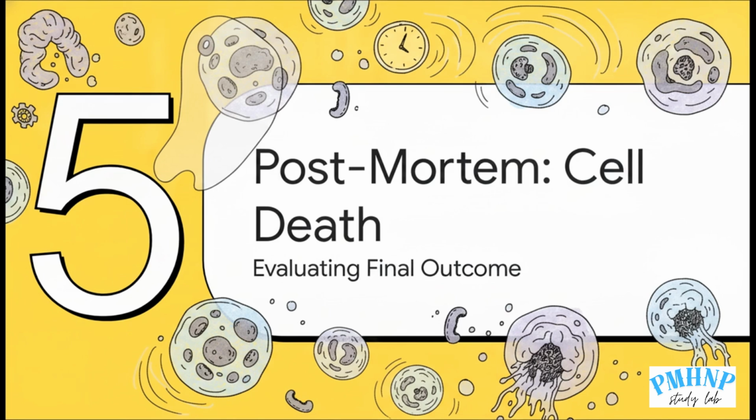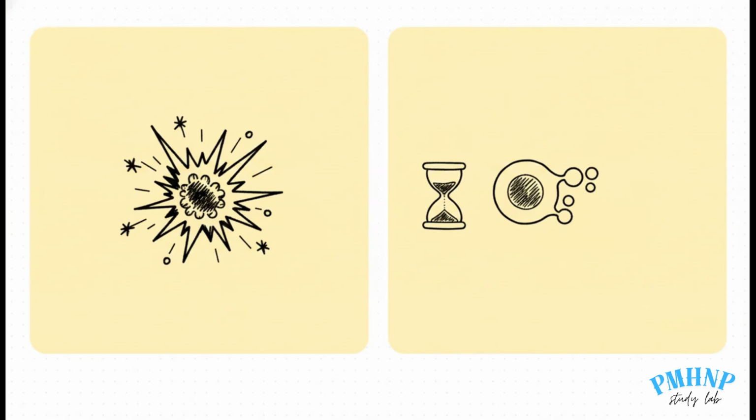And finally, Section 5, the postmortem, cell death, evaluating the final outcome. So I ask you, residents, is this injured cell salvageable, or have we officially crossed the point of no return? And if we have, how did it die? Did it undergo messy inflammatory necrosis or the clean programmed self-destruction of apoptosis? Necrosis is invariably pathologic. It's an accidental, explosive death caused by severe injury. Apoptosis, on the other hand, is a highly regulated suicide cascade. It uses specific enzymes called caspases to quietly eliminate unwanted or irreparably damaged cells.